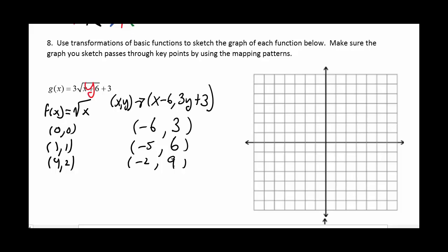Okay, so then I'm going to come in and plot my points. Negative 6, 3: 1, 2, 3, right there. Negative 5, 6: 1, 2, 3, 4, 5, 6. And then negative 2, 9, which might not be on my grid, but that's okay. Negative 2, 1, 2, 3, 4, 5, 6, 7, 8, 9, so right there. Okay, so that's what that particular graph looks like.